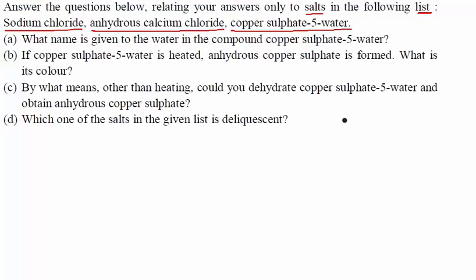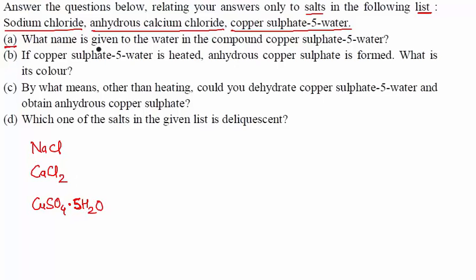Basically, what that means, we have three salts here. One is your NaCl, that is your sodium chloride. Then the other one is your CaCl2, that is your calcium chloride, and that is anhydrous. And the last one is your copper sulfate, and that is CuSO4.5H2O.